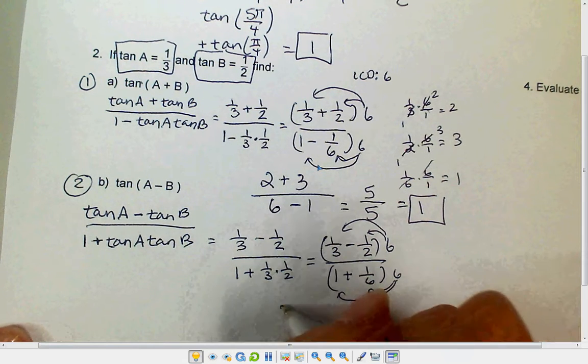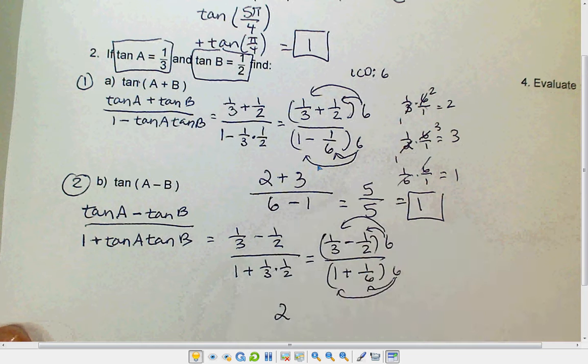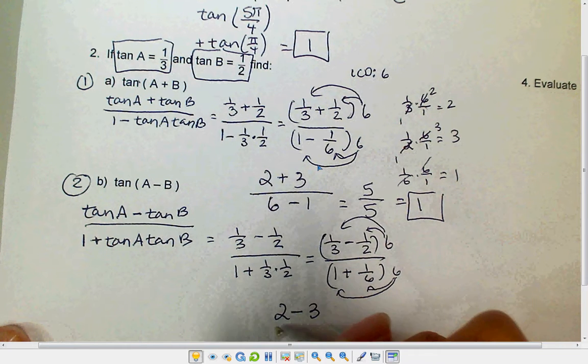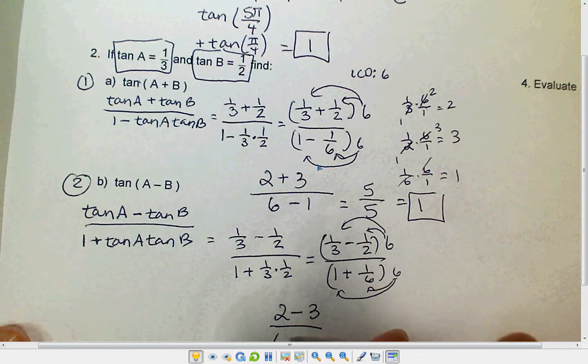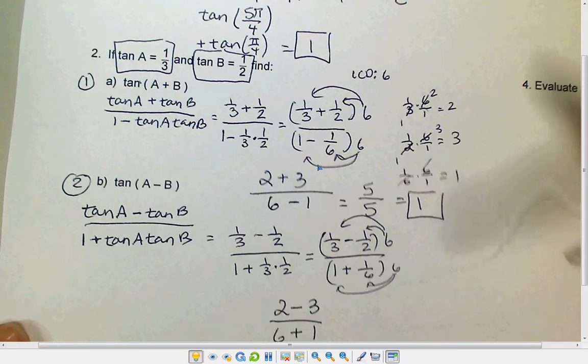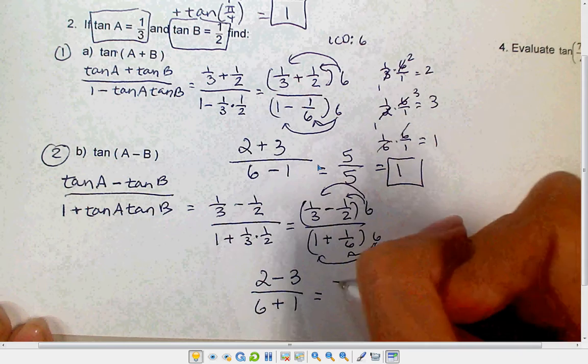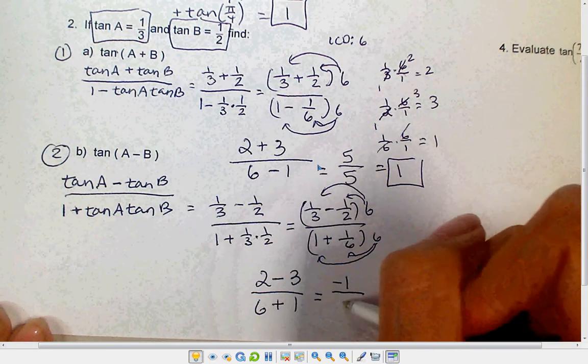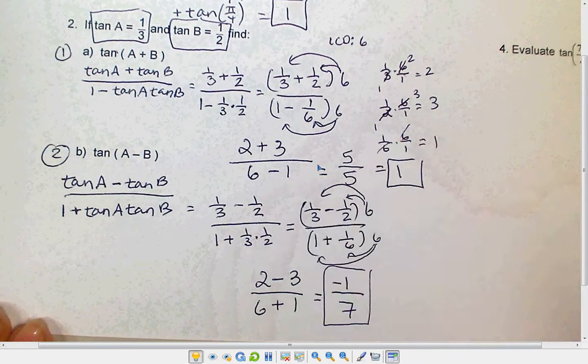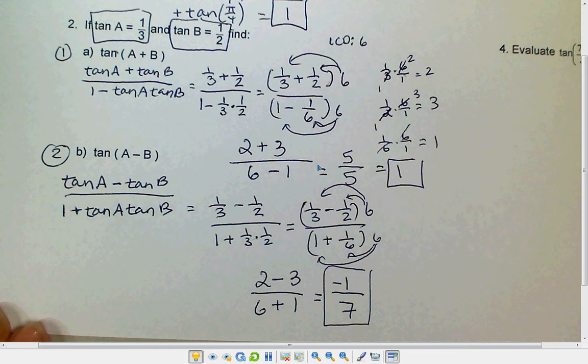So now this is 2, because 6 times 1/3 is still 2, minus 3, and then 6, and this is a plus sign now, plus 1. So when we simplify, this turns into 2 minus 3 is -1, 6 plus 1 is 7, and this is my answer for B.